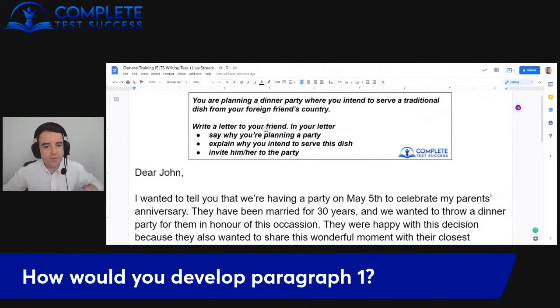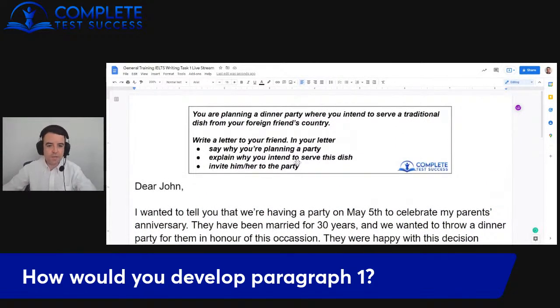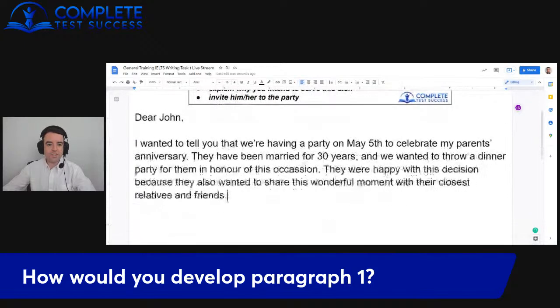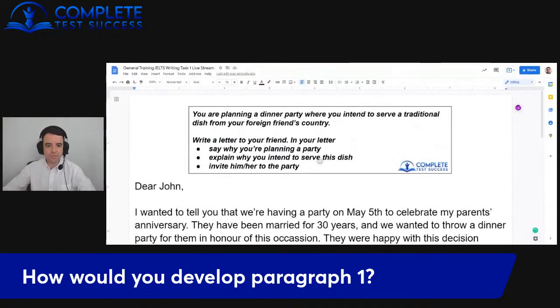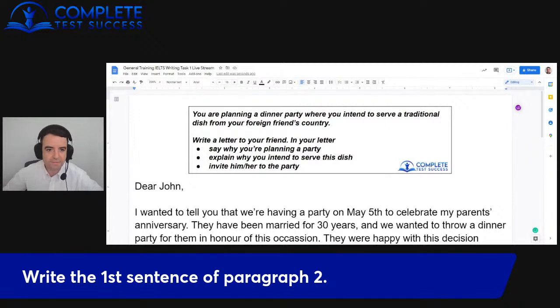Now, the next one we want to focus on is explain why you intend to serve this dish. So that's referring back to the context. So the context of the question, you're planning a dinner party where you intend to serve a traditional dish from your foreign friend's country. So you're going to say what dish you're serving and why. So explain why you intend to serve this dish. Okay, so that's the next task for you. I want you to write the first sentence of paragraph 2. So what will the first sentence be for paragraph 2?